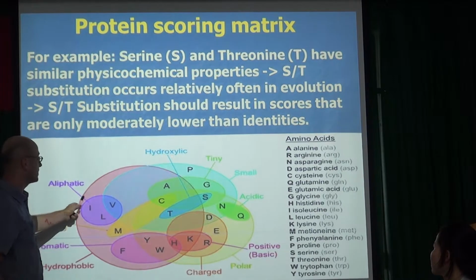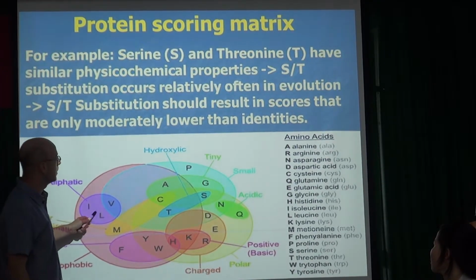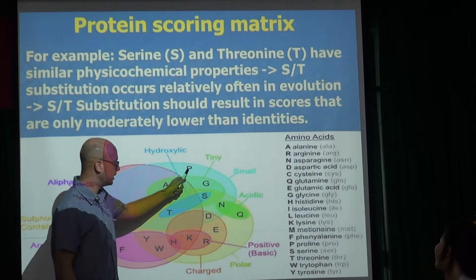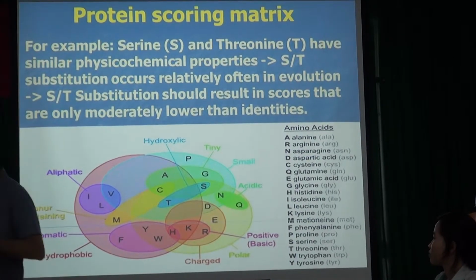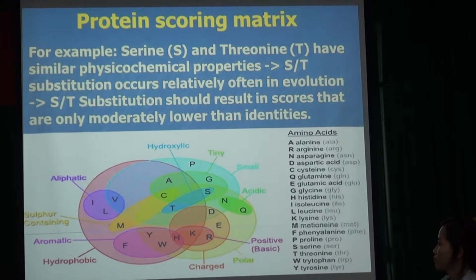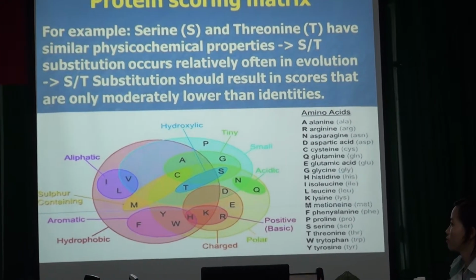So, if instead of the isoleucine we get P, proline, will that make a big difference in the protein? Will the protein be changed?